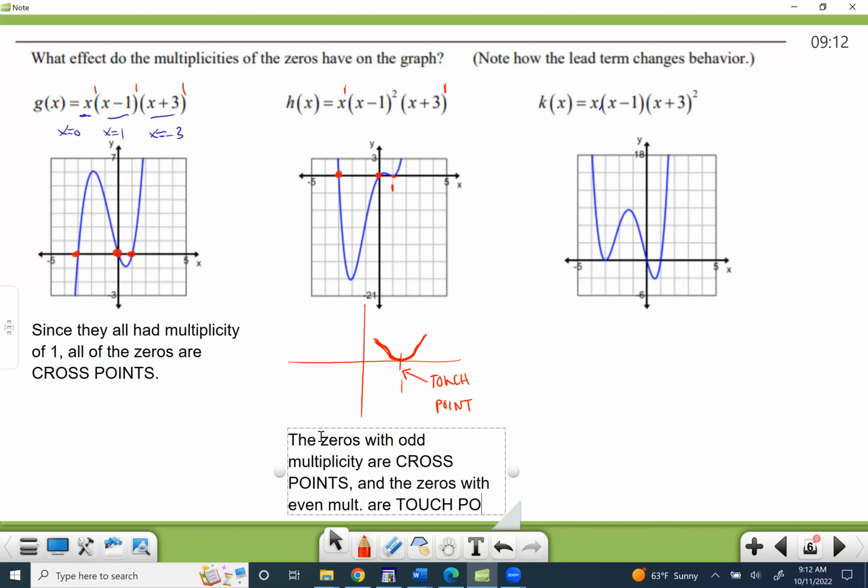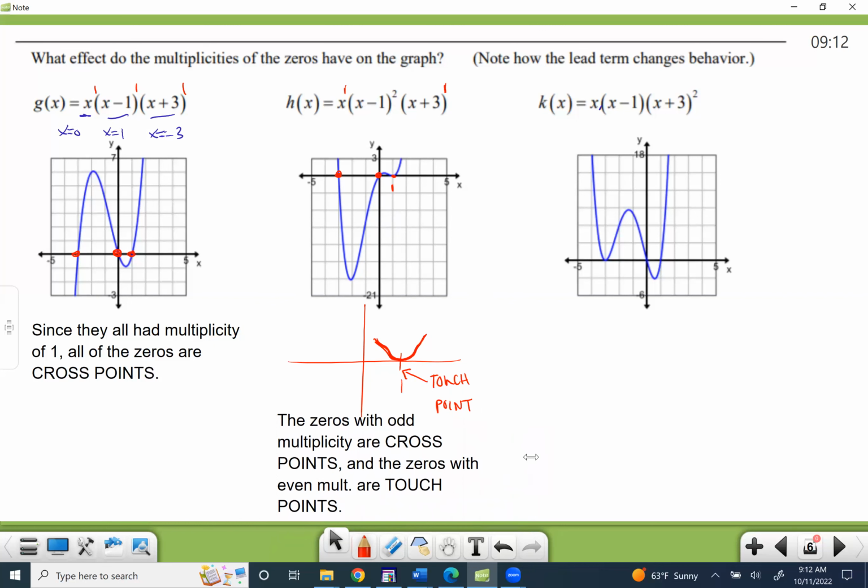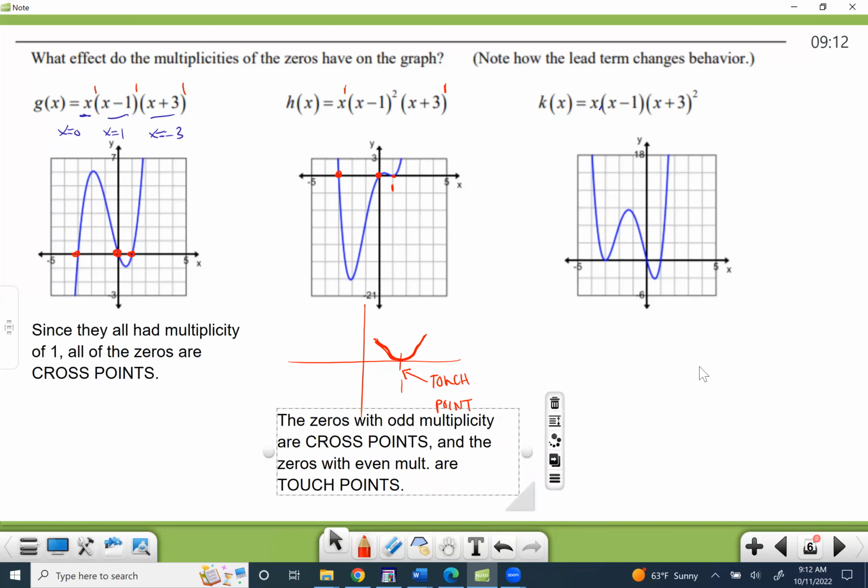I've heard all kinds of different names for these. Your book uses touch points. Probably a better word would be tangent, but they're just trying to make it really clear, since tangent might be something a lot of people haven't heard. Okay. All right, so we're going to go in here.